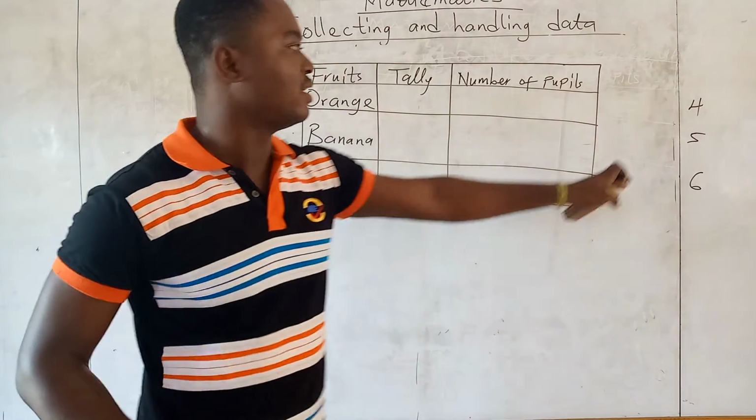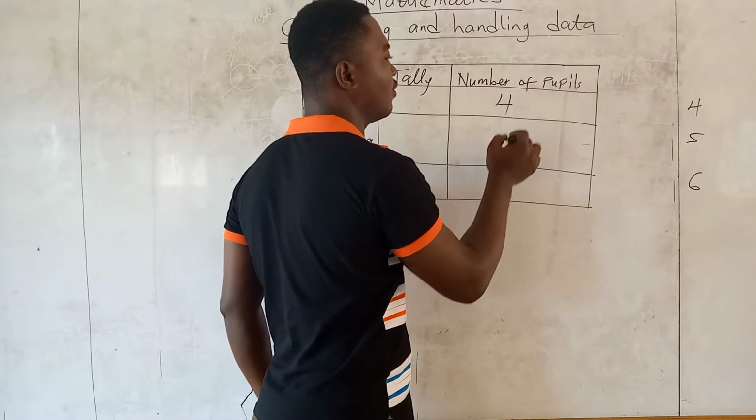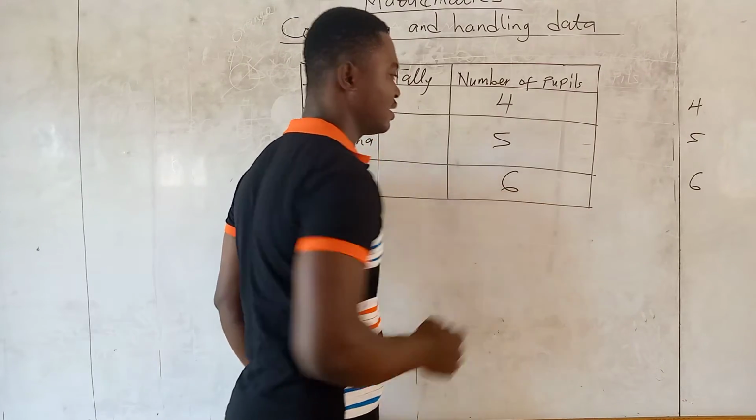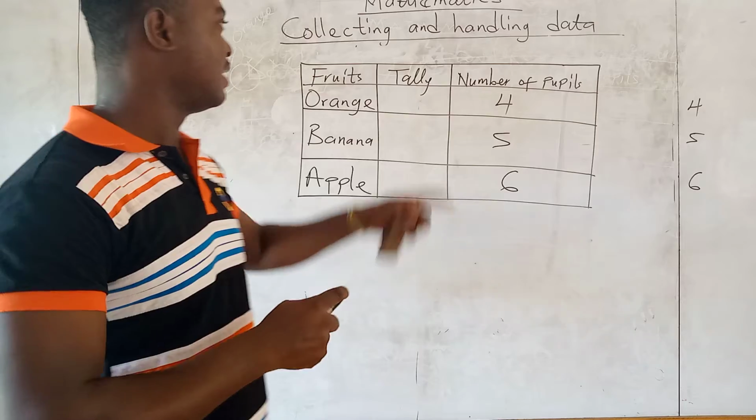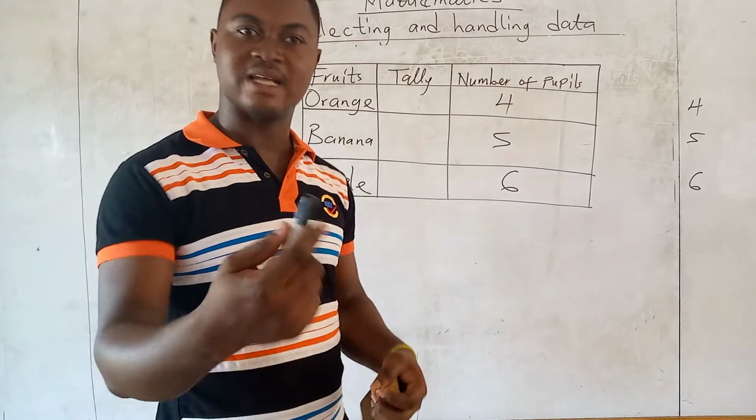Okay. Now we have the data here already. So let me copy them here. The number of people we have 4, we have 5, and then we have 6. Now, just to brief you on the tally. Tally is a way we represent what? Numbers. This is how we do it.